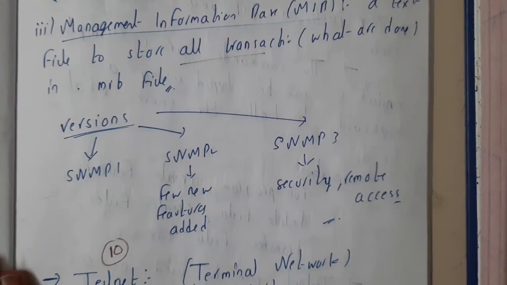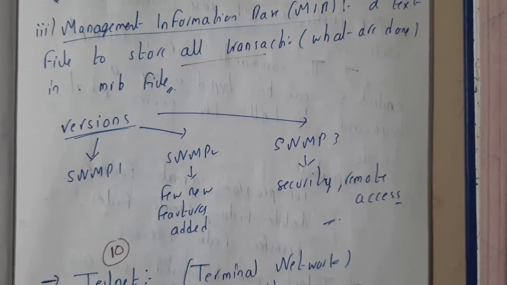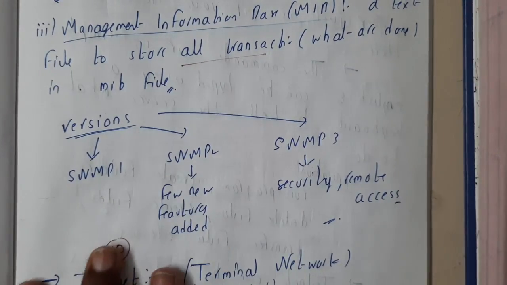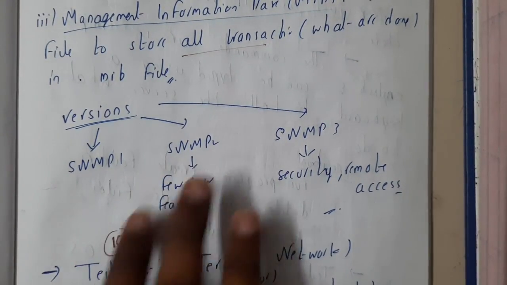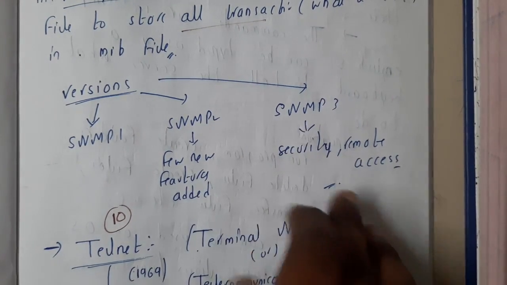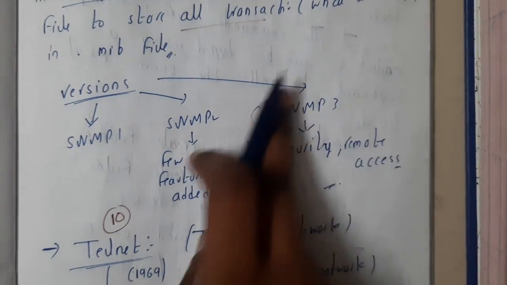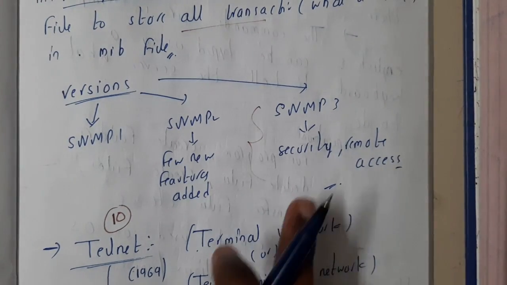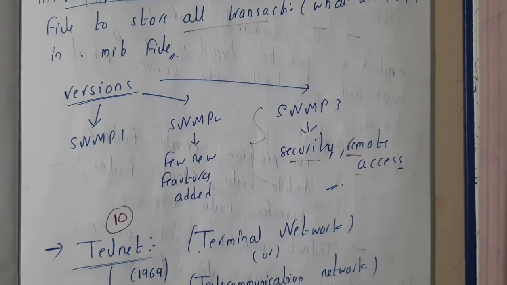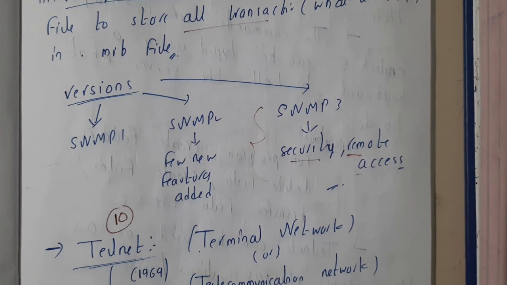Like any other protocol, here also we have three different versions: version 1, version 2 and version 3. Version 1 was really simple, in version 2 some new features were added, and in version 3 security and remote access were added. Whenever you are using SNMP, you will use SNMP version 3 only, because it is secure and remote access is also possible. I hope everyone got a basic idea about SNMP, right?